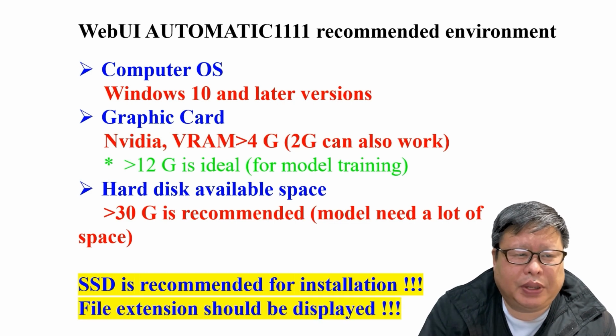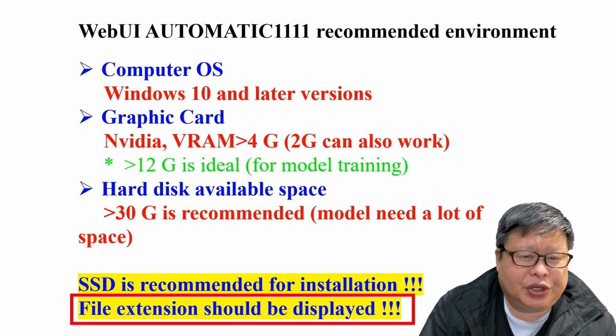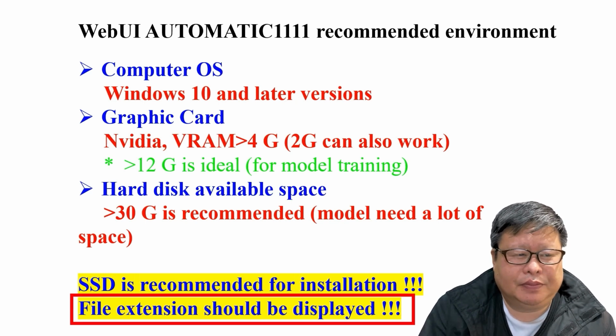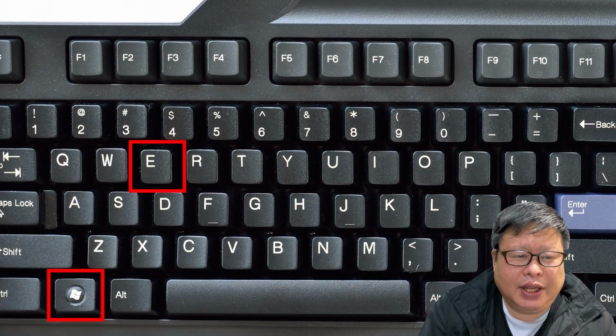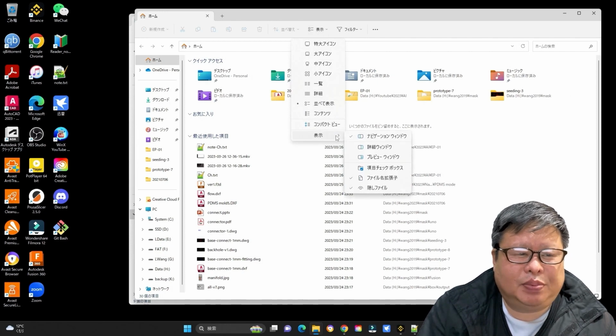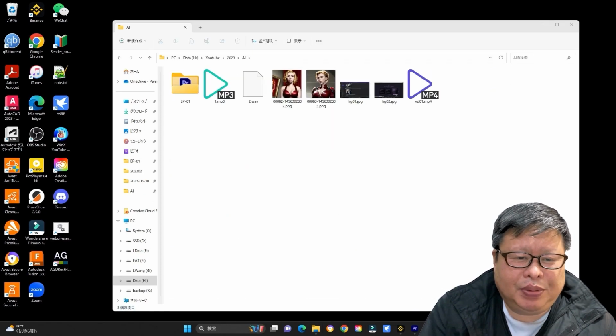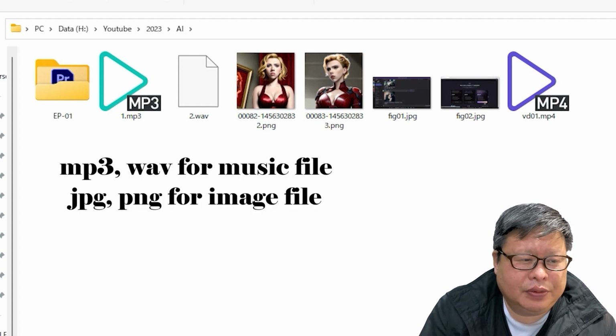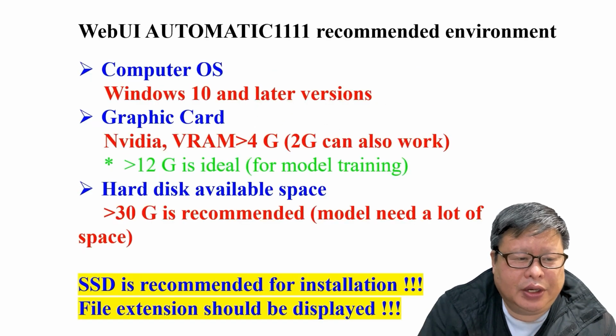The last thing to pay special attention to is that the file extensions must be displayed. You can press the Windows key and the E key. This can quickly open Windows Explorer. Select file name extensions in the View menu. This can display the type of the file, such as MP3, WAV for music files, JPG, PNG, etc., representing an image. It is not so difficult to meet these criteria for your computer. Gaming PCs within the latest 3 years should basically be able to meet the requirements.